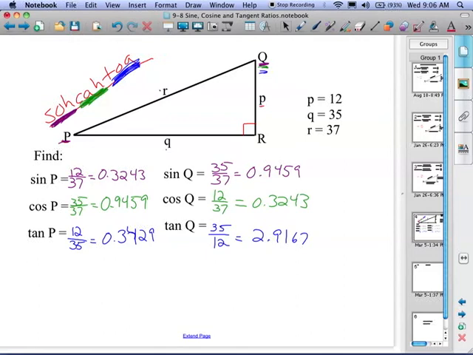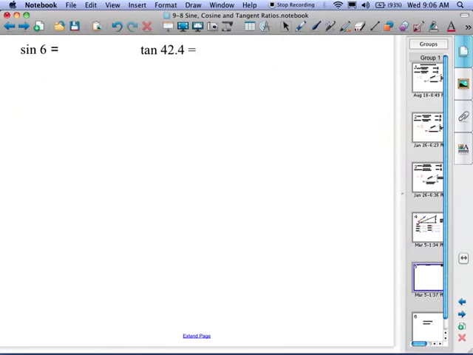So this is a portion of what you're going to need to do today. It is very, very important that you write SOHCAHTOA on your paper and commit it to memory as soon as possible, because this will show you exactly how to set up each of the ratios that you need to do. And this is what your work needs to look like tonight for your work. Finally, we're going to be presented with sine of 6 degrees and tangent of 42.4 degrees. And this is simply an exercise using a calculator.